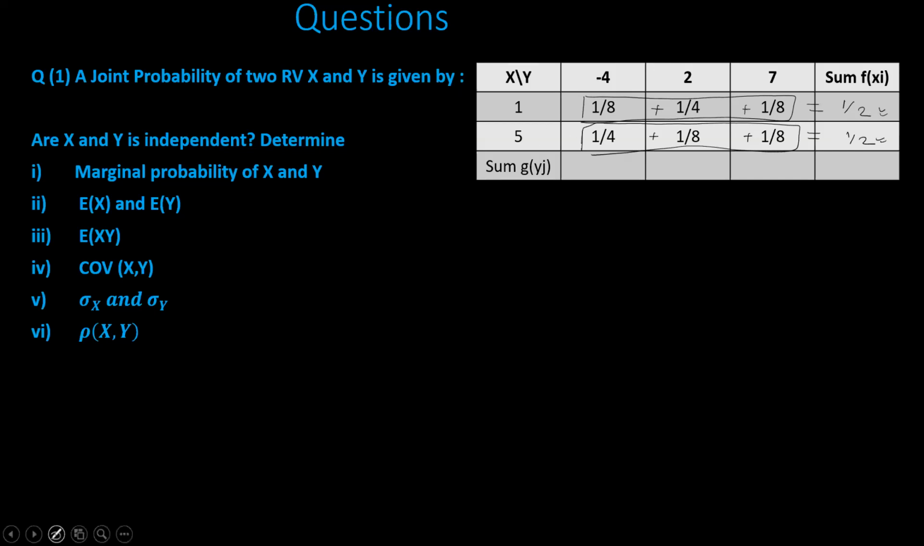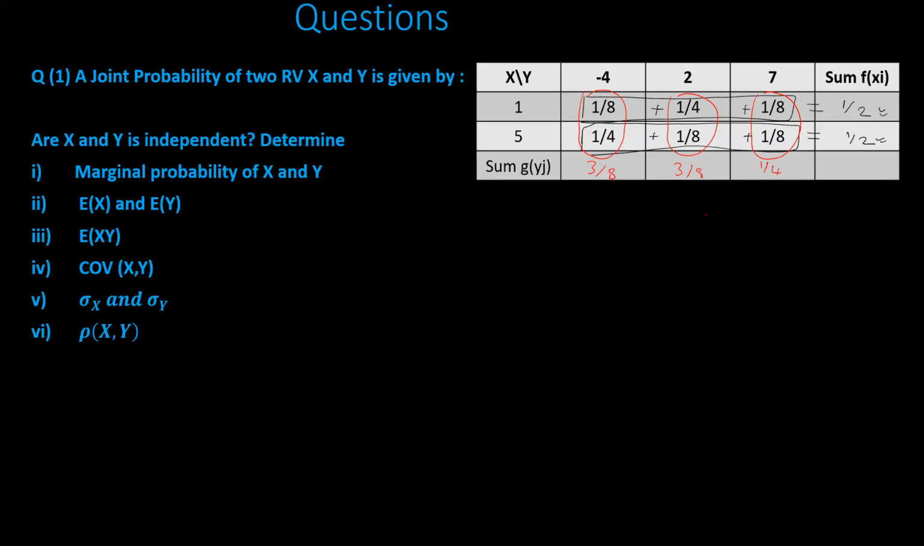Next I will do the sum of the columns. What is the sum of 1/8 plus 1/4? 1/8 plus 1/4 will be 3/8. You can do that quickly. What is the sum of 1/4 plus 1/8? This is again 3/8. And 1/8 plus 1/8 is 2/8, which is nothing but 1/4.